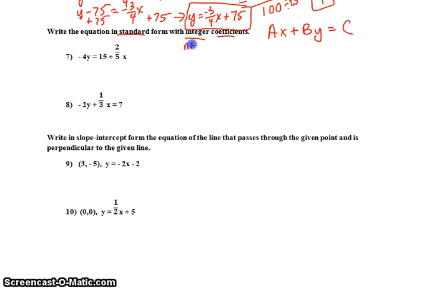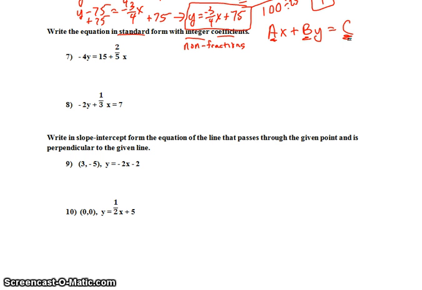Integers are non-fractions, or not fractions. Coefficients are the numbers in front of x, y. So a, b, and c are integers, and they're coefficients.